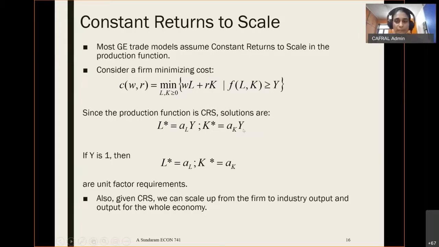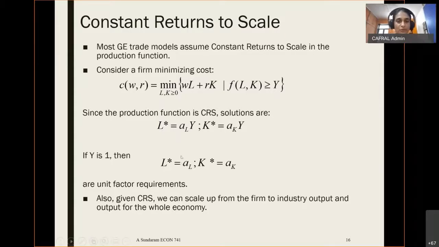So the good thing about this is if I want to set Y equals 1, which means I want to see what happens when I'm producing 1 unit of output, then all I can do is set Y equals 1, and that gives me L star is AL and K star is AK. In other words, AL and AK are called unit factor requirements. So what are unit factor requirements? They tell us how much labor, how much capital do I need optimally in order to produce 1 unit of output. Okay, that's why they're called unit factor requirements.